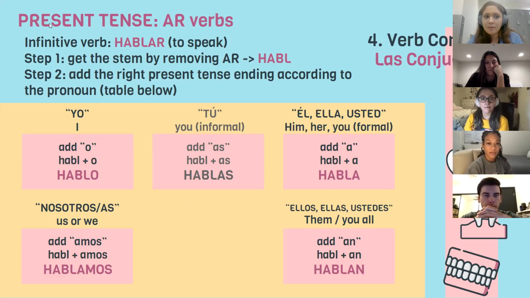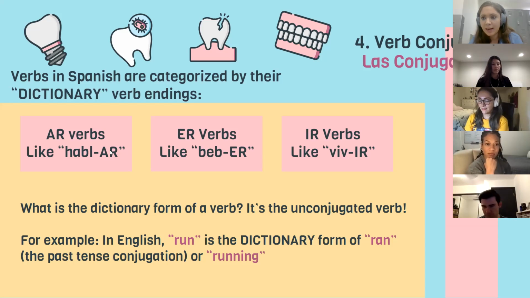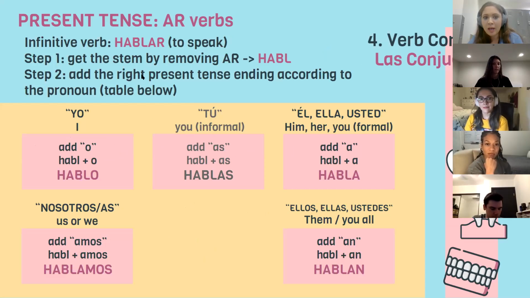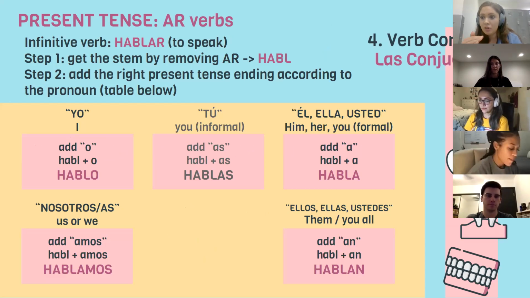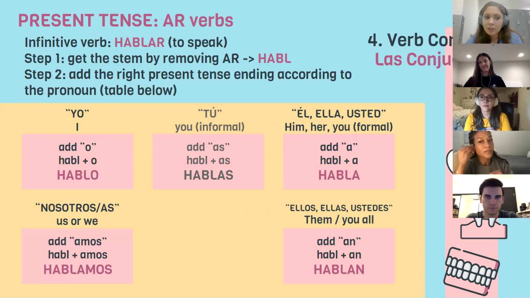In the present tense, there's always a stem. As you can see, habl is the stem. You remove the ending, and then you add whatever you need in order to conjugate it. The main thing about Spanish that can be a little confusing, and is different from English, is that on top of conjugating to the present tense, you also have to conjugate depending on who is talking. So here are the different pronouns.